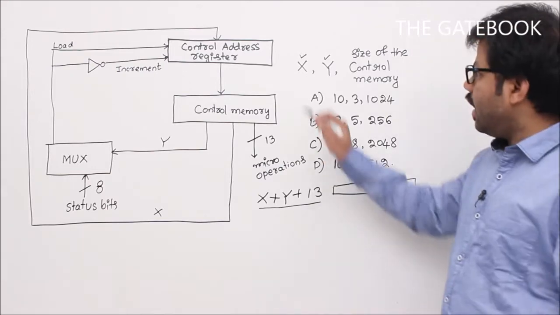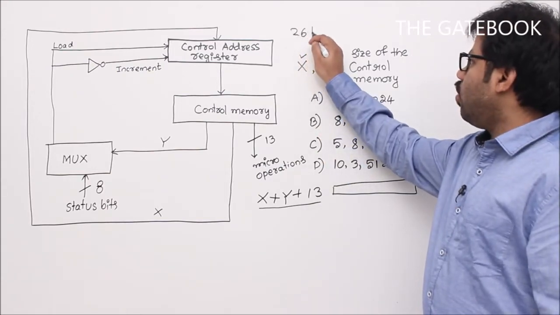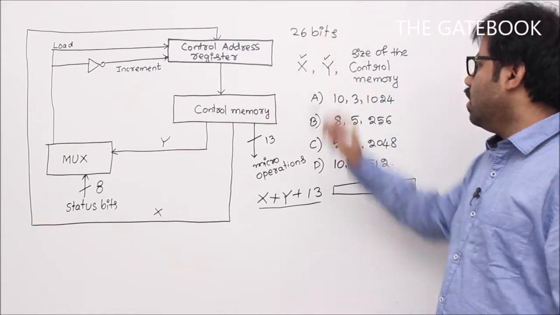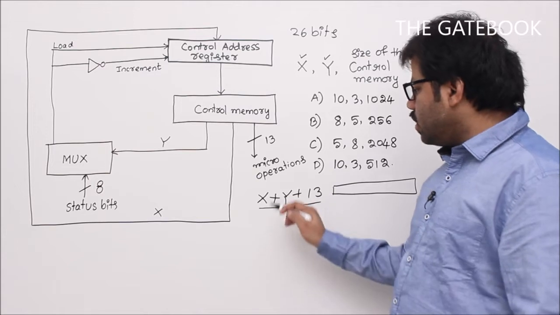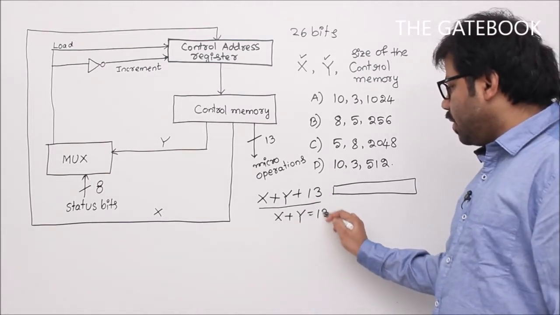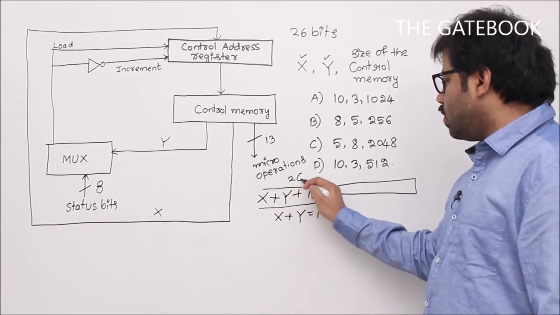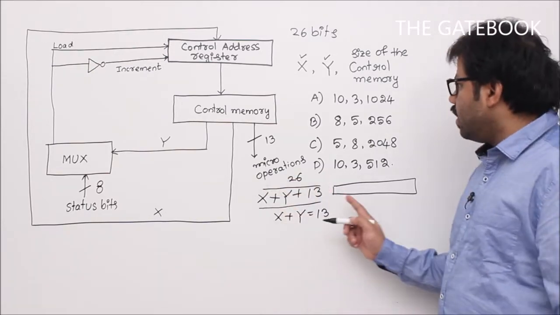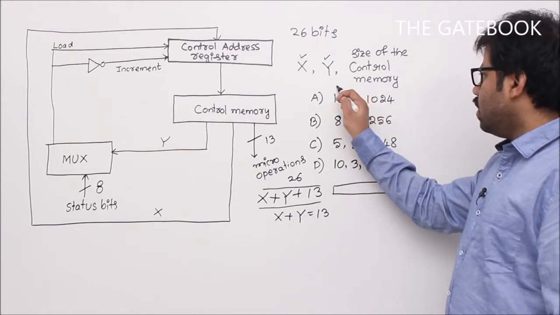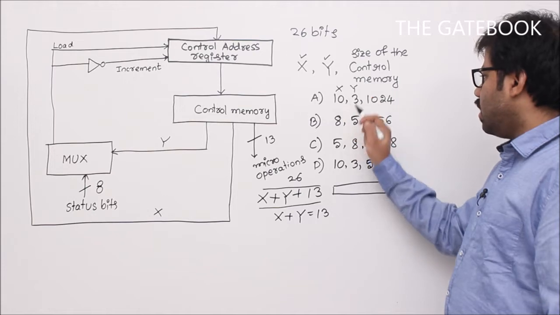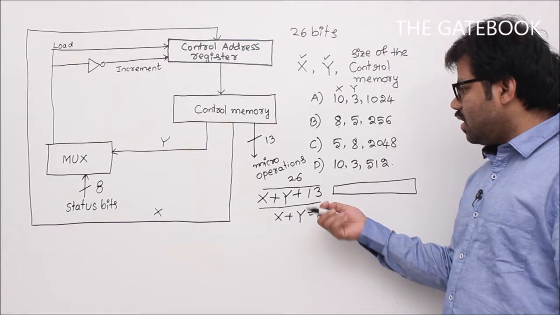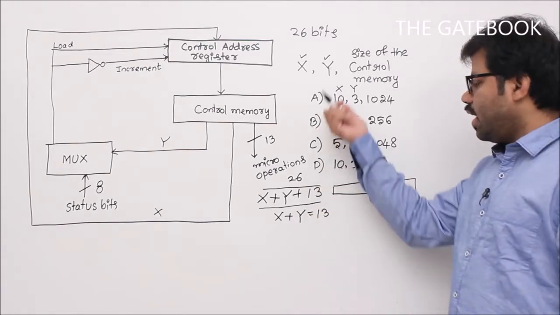But already in the question they have mentioned that the number of control bits is 26, right? That means the control word size is 26 bits. So x plus y plus 13 is 26. Then x plus y equals 13, right? Because overall is 26. So x plus y equal to 13 is the one thing you should understand. So 10 plus 3 is 13, this is x, this is y. 10 plus 3, 8 plus 5, 5 plus 8, 10 plus 3, all 13. So with this information you are not able to eliminate any of the options.